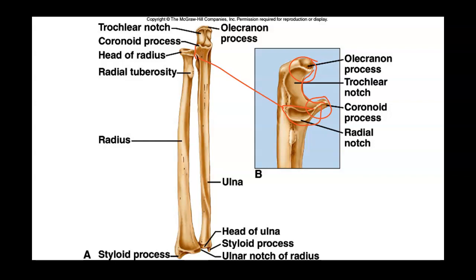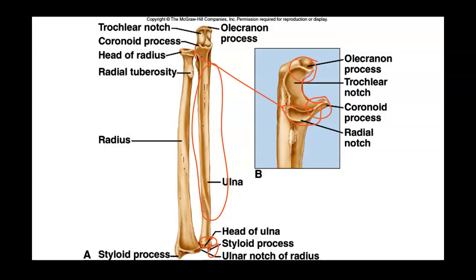Let's finish up with the ulna. So we have the main body section or diaphysis of the ulna. You have the head of the ulna, which is actually going to be at the bottom of this bone. And then the styloid process, which is going to be that pointy projection that's coming off the head of the ulna.